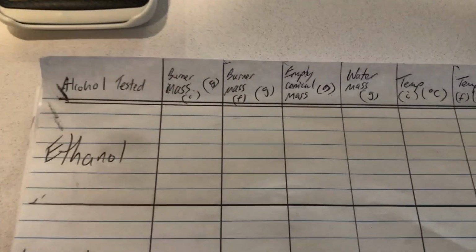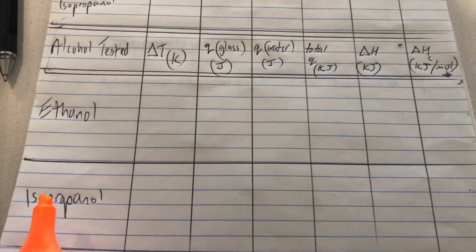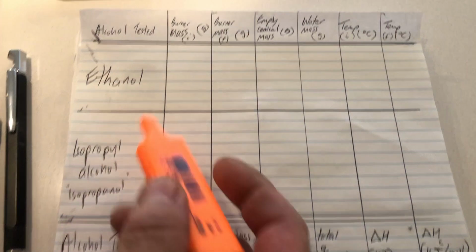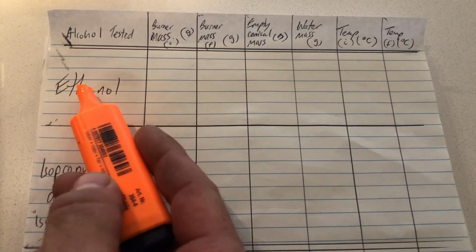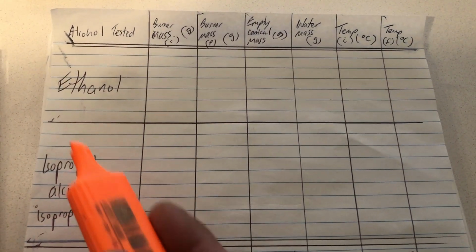So your result table, you've got two of them, one for the measurements and then one for the calculations down below. Okay, so firstly, what are we going to measure? For two different alcohols, so we're going to burn both of them for 5 minutes, and we're going to heat up some water. Let's have a look at the apparatus.